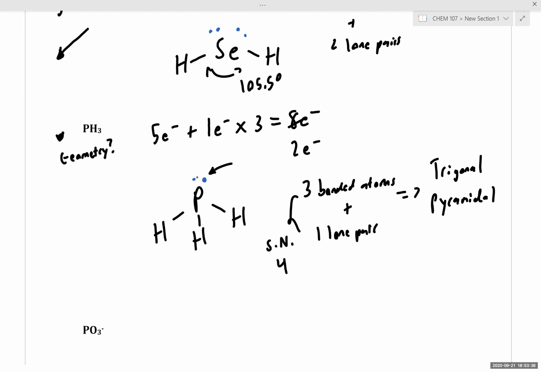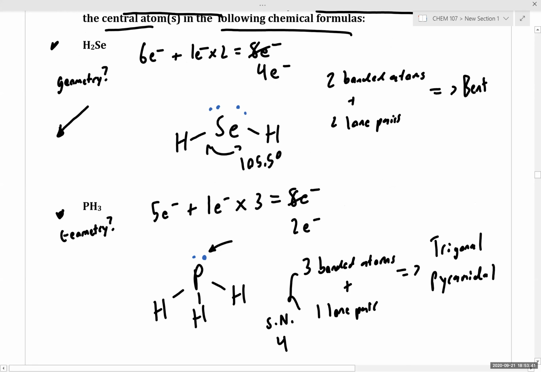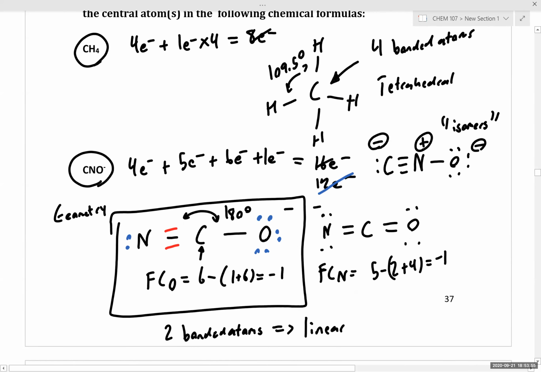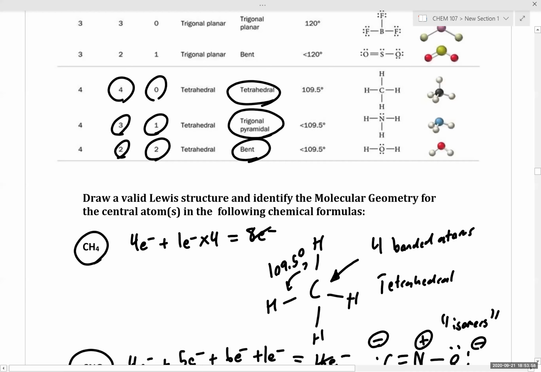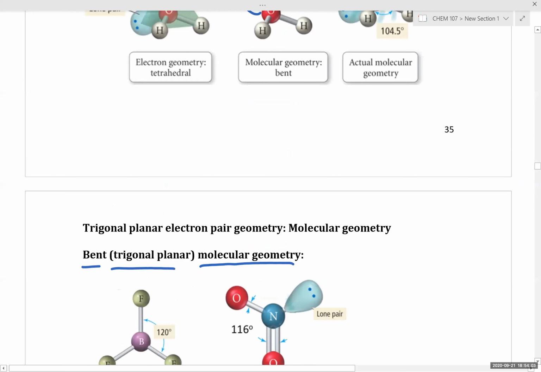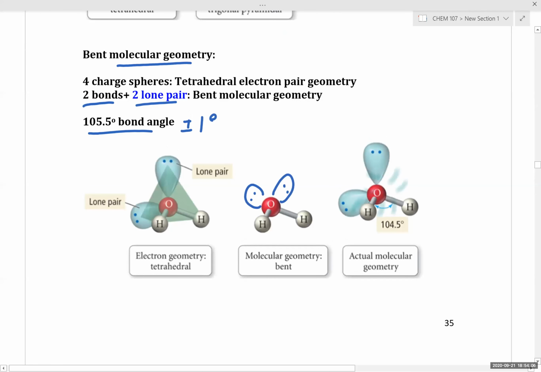Professor, for the bent example, it says bent. Why did you say that angle is 105? On the chart, it says 109. It's less than 109. On the table, it has a less than symbol. What that means is that the bond angle is less than 109.5. And if we go back all the way to our discussion of the bent geometry, I mentioned that the bond angle for the bent geometry was 105.5. Did that address your question?